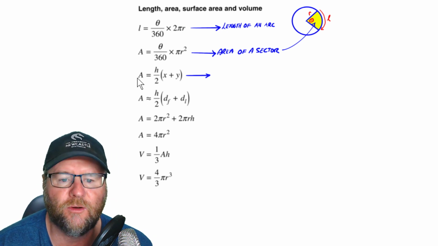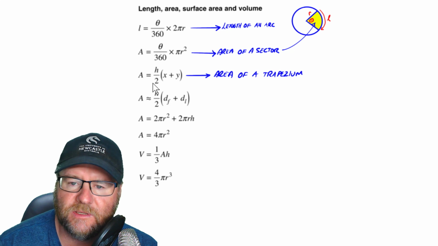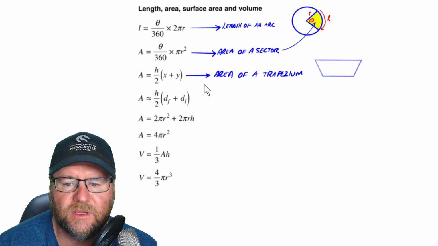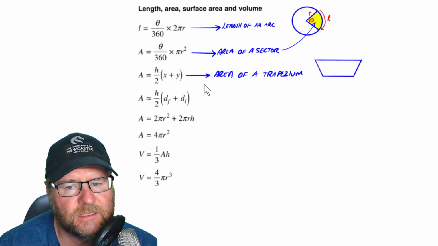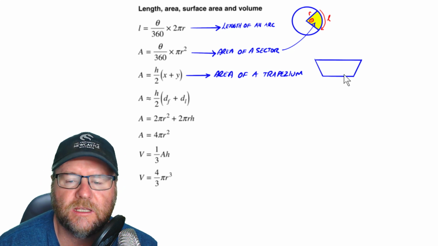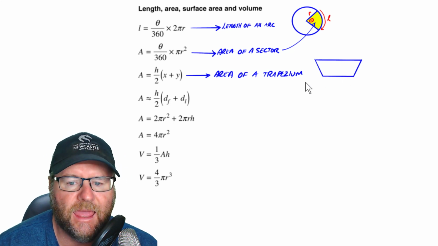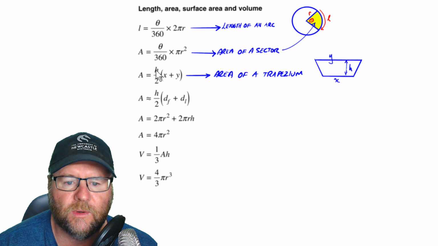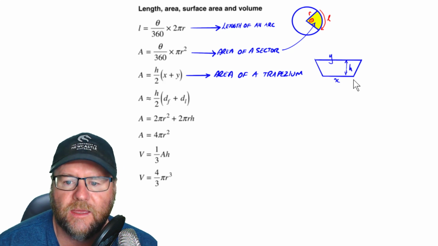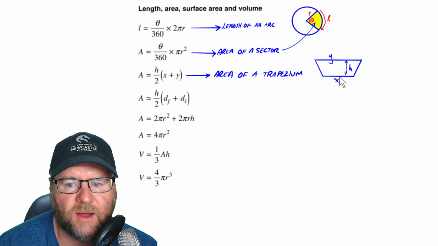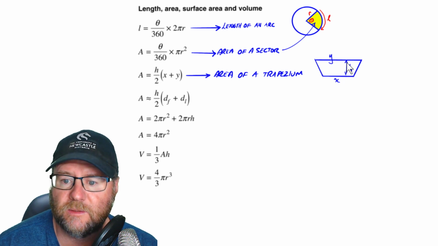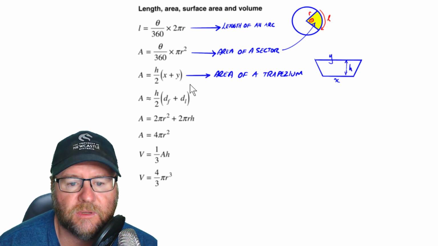Here's another area formula. This is for the area of a trapezium. A trapezium is this kind of shape. It's got two parallel lines, but they may be of different lengths. And we need an H, an X, and a Y. X and Y are the lengths of the two parallel sections, and H is the vertical distance between them. So if you know those, you can plug them in.